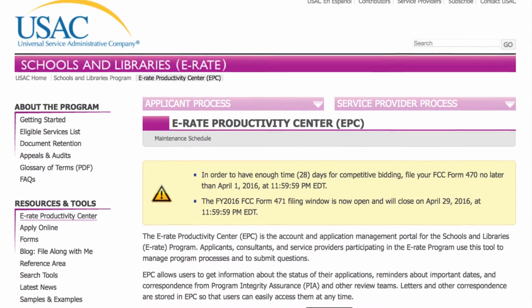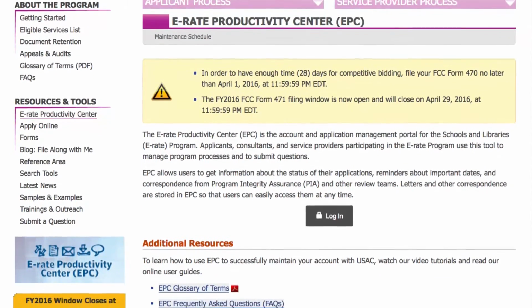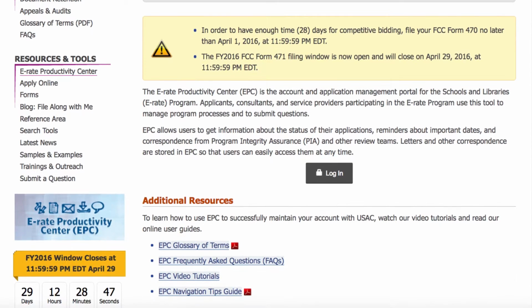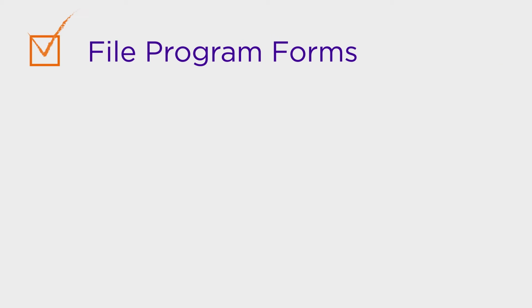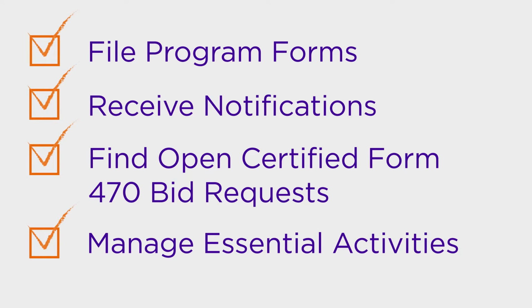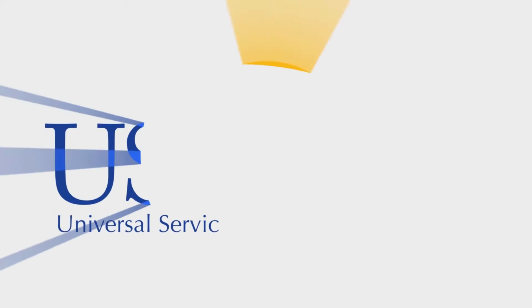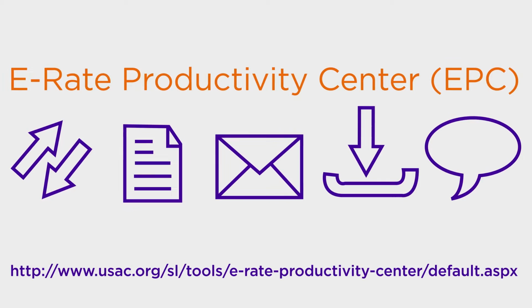Be sure to set up your E-Rate Productivity Center, or EPIC, online account on the USAC website. You must have a designated account administrator to manage the account. EPIC is a vital resource where you will file program forms, receive notifications, find open certified Form 470 bid requests, and maintain a variety of essential activities. You can contact the USAC Client Service Bureau at 888-203-8100 to set up an account. Current account holders can simply log in from the EPIC link provided below this video.